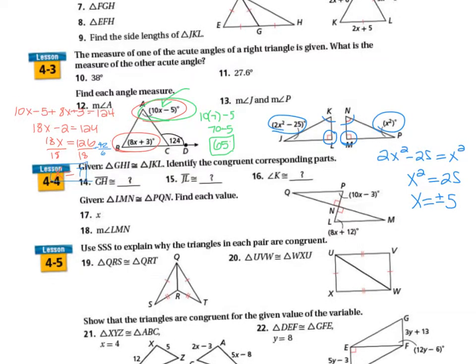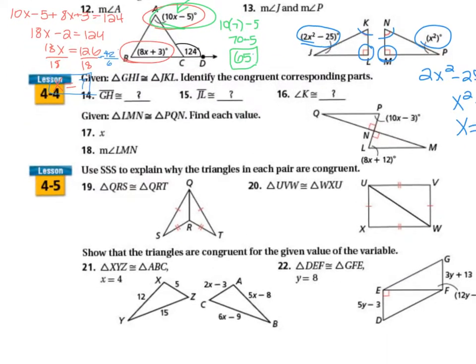All right, so then 4.4 was identifying the corresponding parts. Could you match them? Okay, GH were the first 2 letters, which means it's JK. JL is the first and the last, which would mean it was equal to GI. And then angle K is in the middle, which means it's equal to angle H.